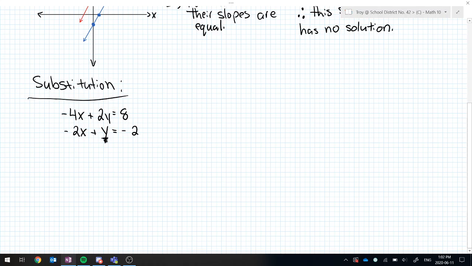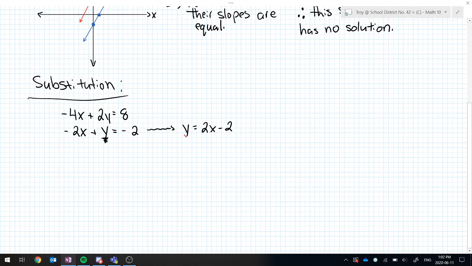So what I'm going to do is I'm going to take the second equation here, and I'm going to get the y by itself. So all I have to do here is I just need to add 2x to both sides to get the y by itself, because we have a negative 2x over here. So that's going to leave me with y equals 2x minus 2. Okay. So here I know what y is equal to.